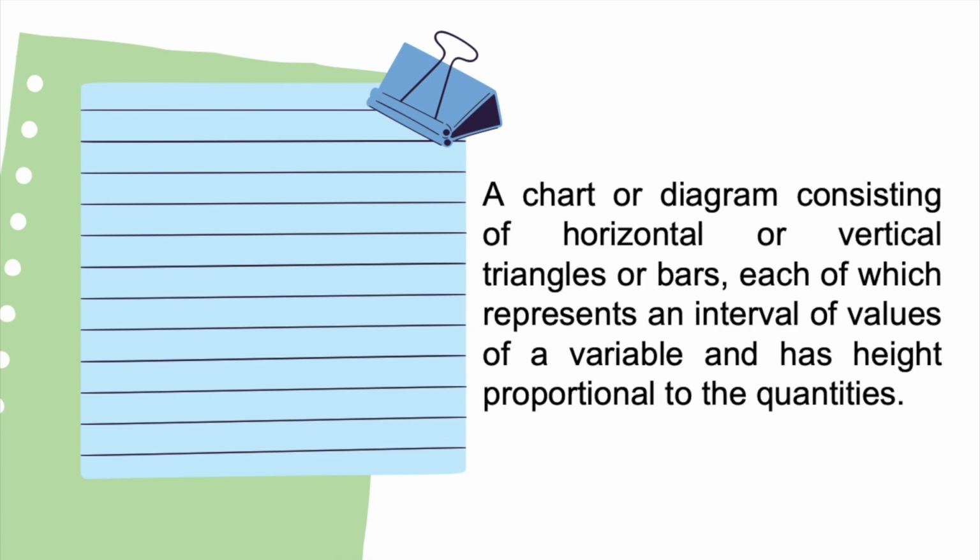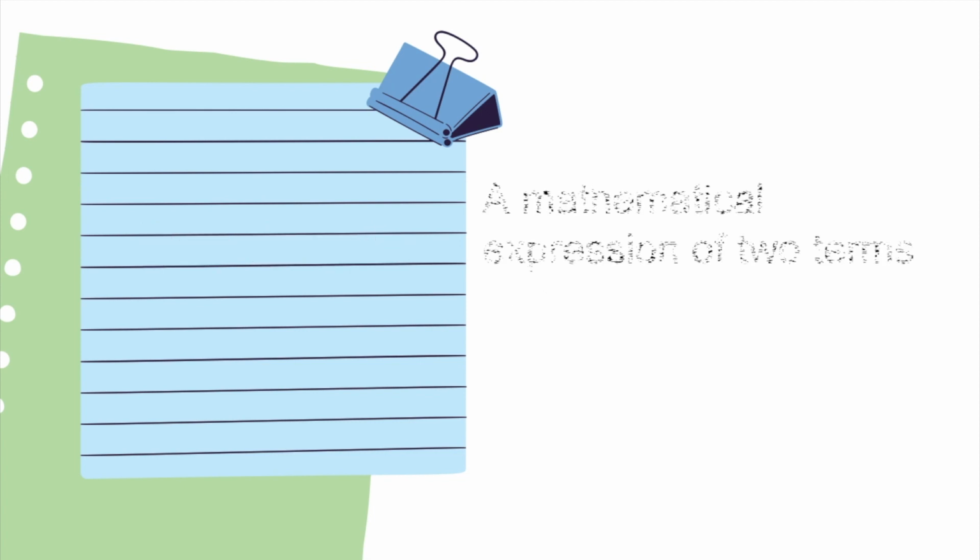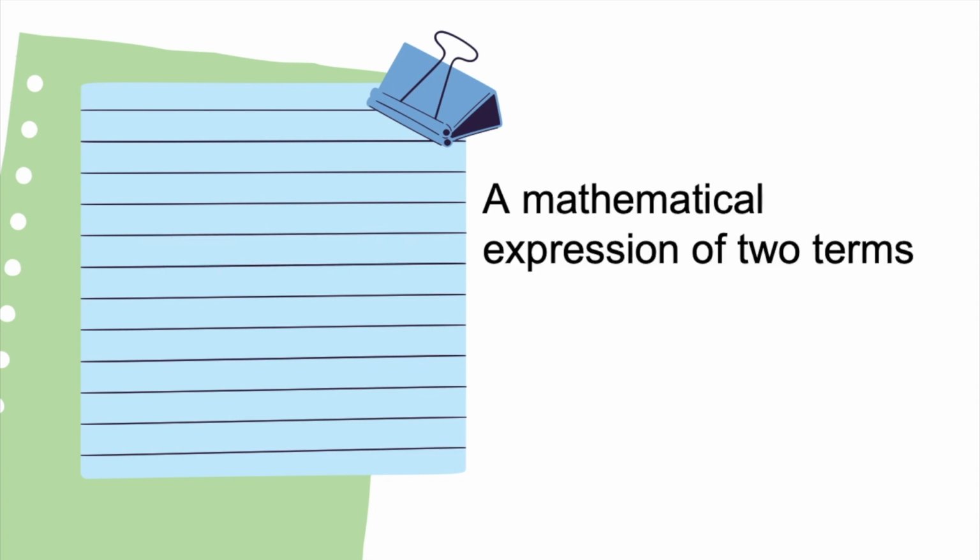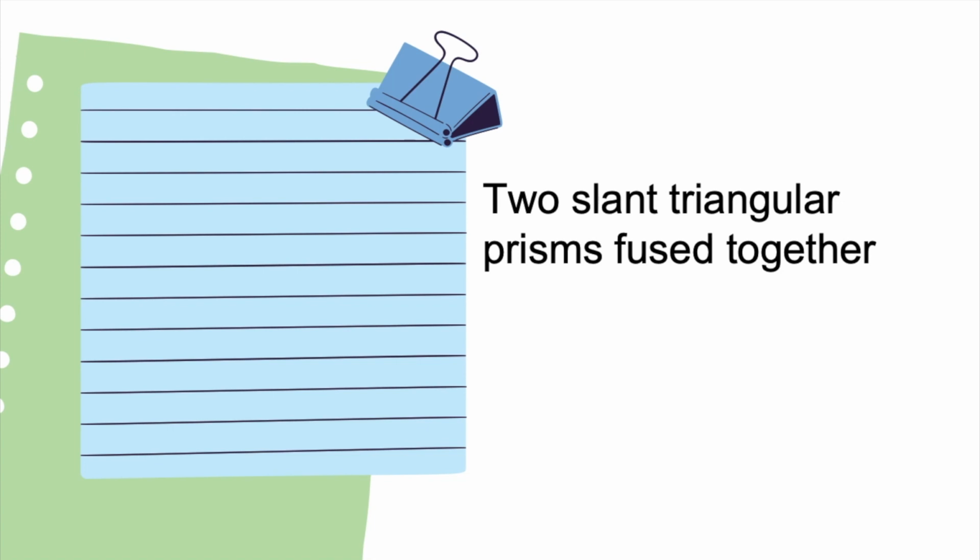A chart or diagram consisting of horizontal or vertical triangles or bars, each of which represents an interval of values of a variable and has height proportional to the quantities. Bar graph. A mathematical expression of two terms. Binomial. Two slant triangular prisms fused together. Biprism.